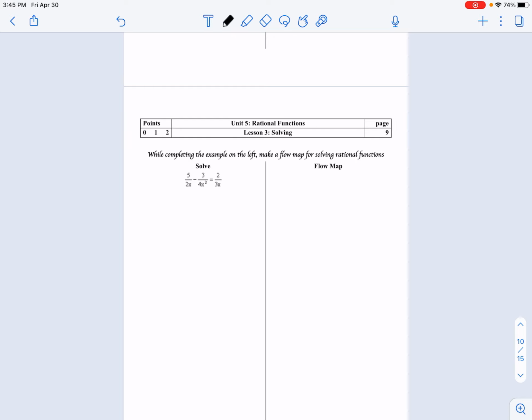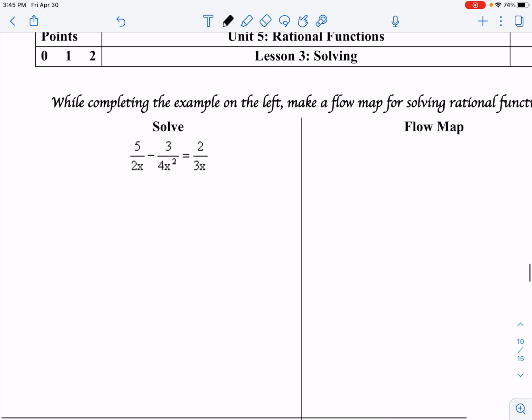In this video we're going to cover how to solve rational functions by using algebra. Solving rational functions by using algebra is very simple: we're just going to have to eventually cross multiply when we try to solve for fractions.